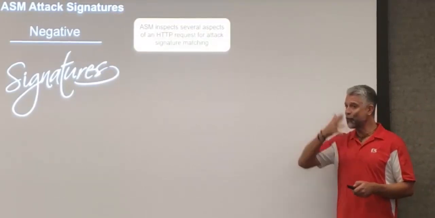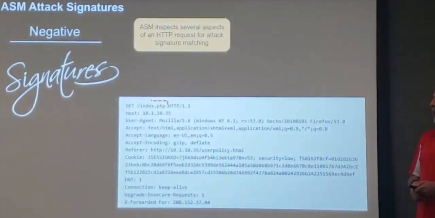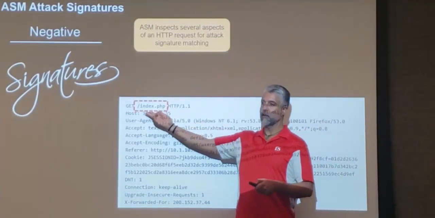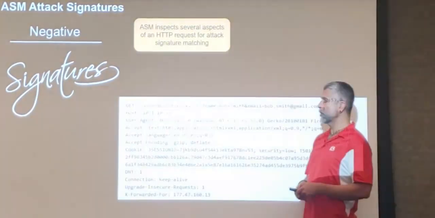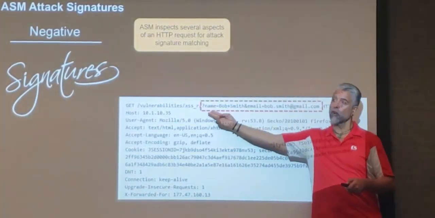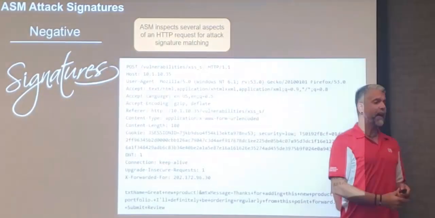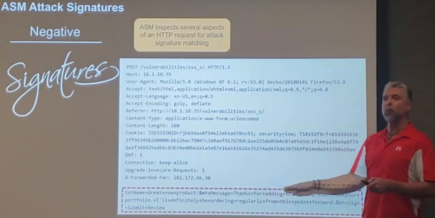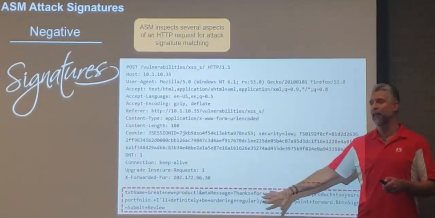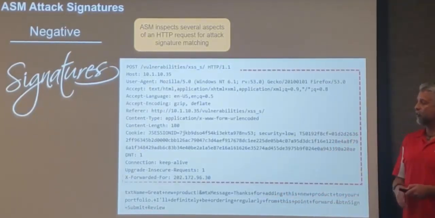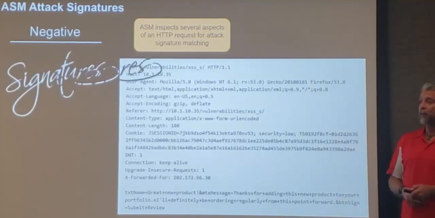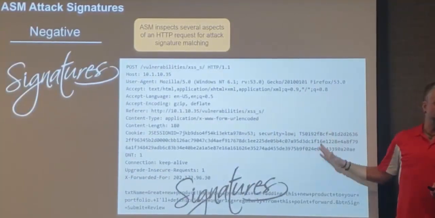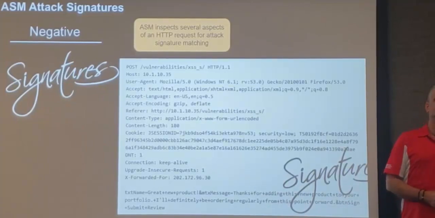Remember that we have all these aspects of an HTTP request. We've got the request line. We can check for attack signature violations in the URL. We can check for attack signatures in the query string. We can check for attack signatures in the data portion of a POST request. We can check for attack signatures in any of our request headers. In fact, we can check for attack signature violations in any aspect of the entire HTTP request.